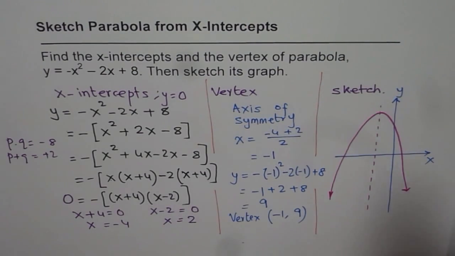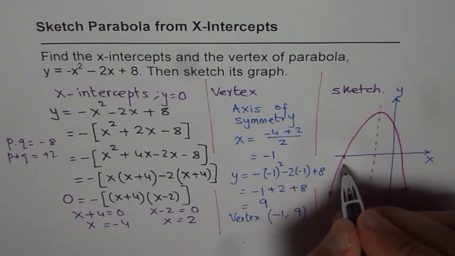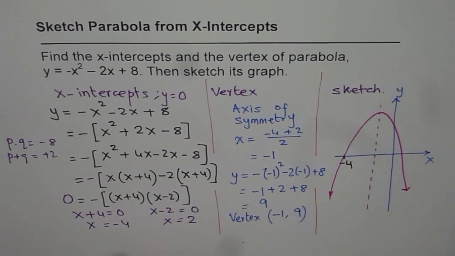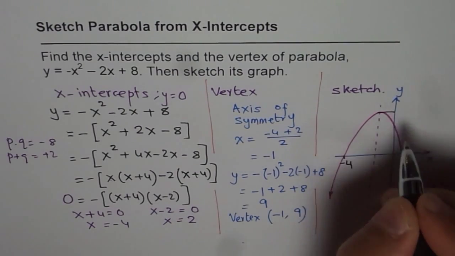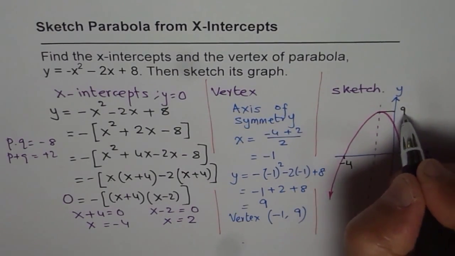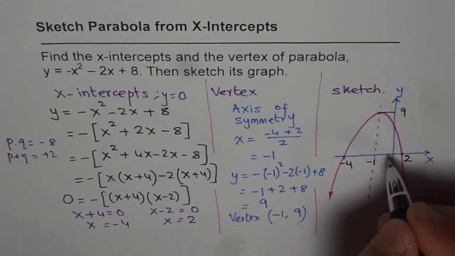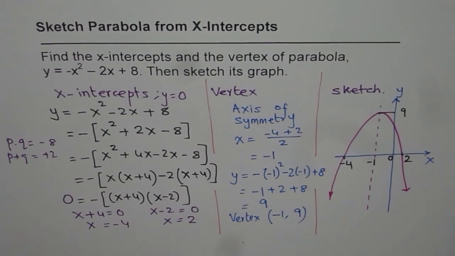Once you sketch it, you can label. This is -4, the first x-intercept. The other one is at 2. And this vertex happens to be at (-1, 9). So this is -1, and that's the origin. That is how you can sketch the parabola. If you have graph paper, since you know the points, just connect them with a smooth curve. Remember, this point should not be a corner.